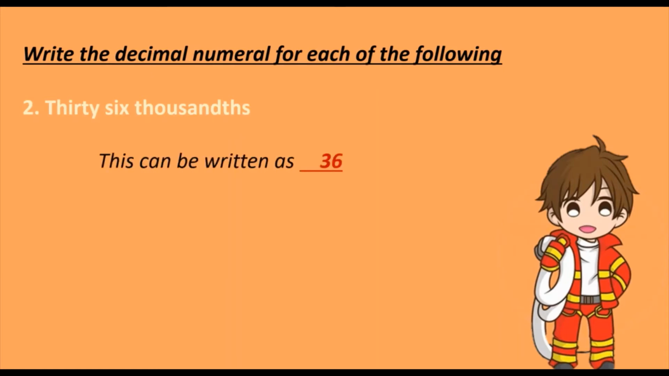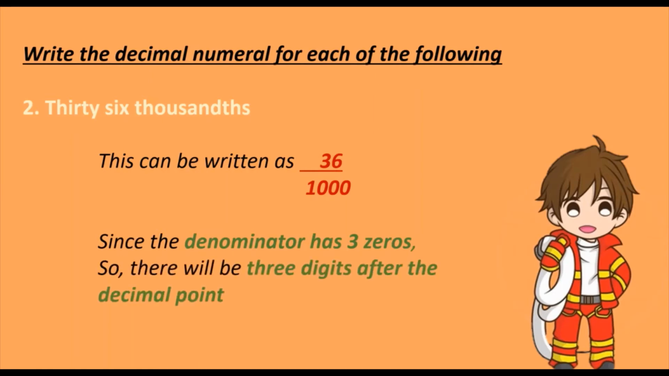Next is 36 thousandths, which can be written as 36 divided by 1000. And again, the denominator 1000 has 3 zeros. So we count 3 digits from the right side and write it as 0.036 as the decimal numeral.